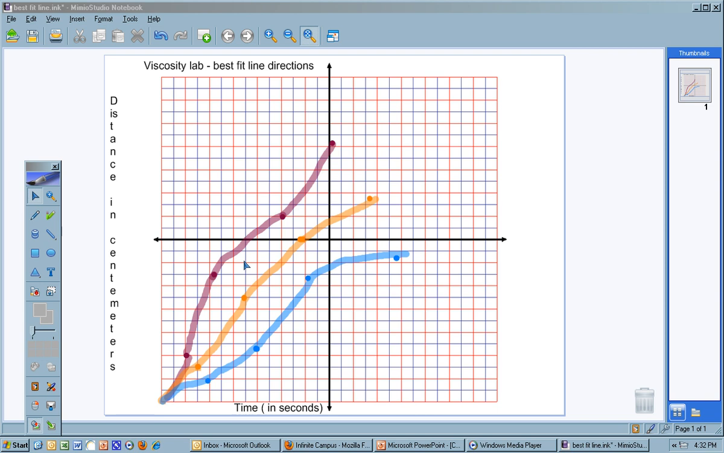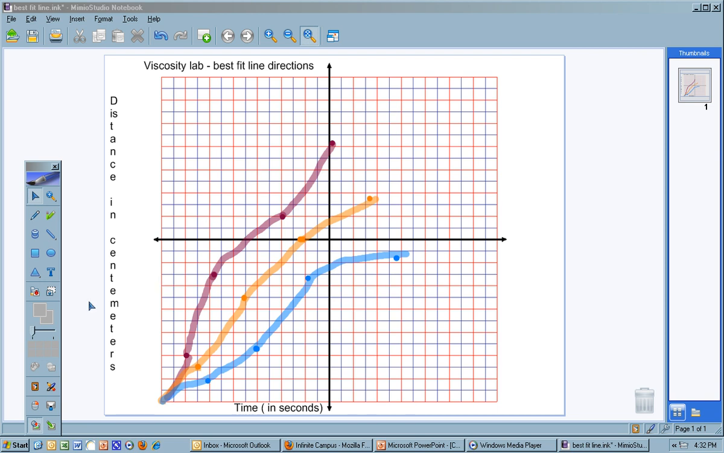This happens often enough that we need to do something called a best fit line. A best fit line is when you take a curved line like this one here and you figure out what would a perfect straight line have been for this.